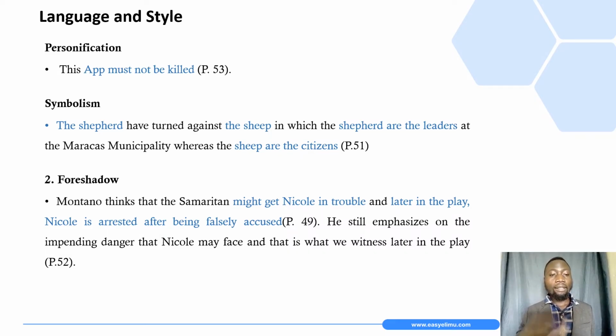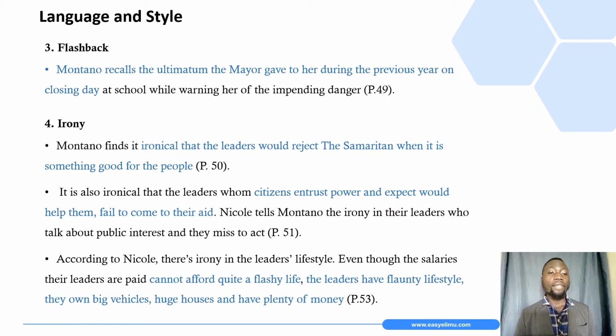So the next style, dear students, is flashback. Montano tries to recall the ultimatum the mayor gave to Nicole during the previous year on the closing day at school, while warning her of the what? Of the impending danger, suppose she fails to do as ordered by the mayor. So Montano tries to take us back to what happened earlier during the previous year. And this is in scene one of the play.